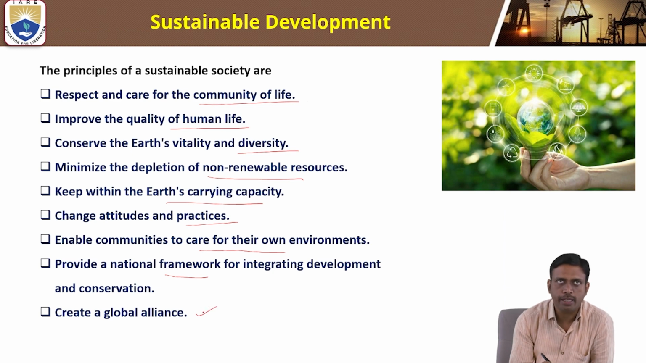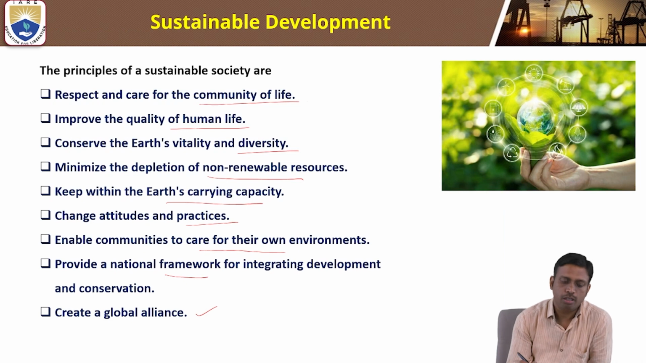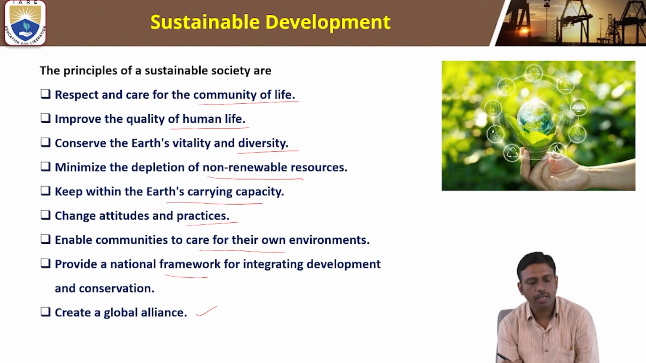These are some of the principles of a sustainable society: respect and care for the community of life, improve the quality of human life, conserve the earth's vitality and diversity, minimize the depletion of non-renewable resources, keep within the earth's carrying capacity, change attitudes and practices, enable communities to care for their own environment, provide a national framework for integrating development and conservation, create a global alliance.